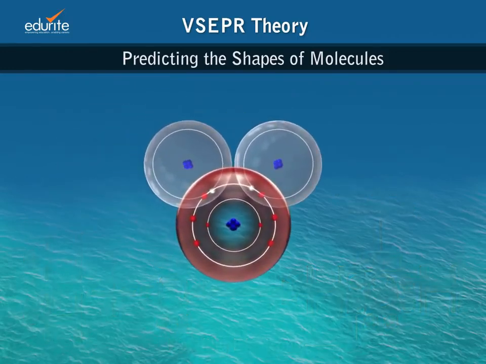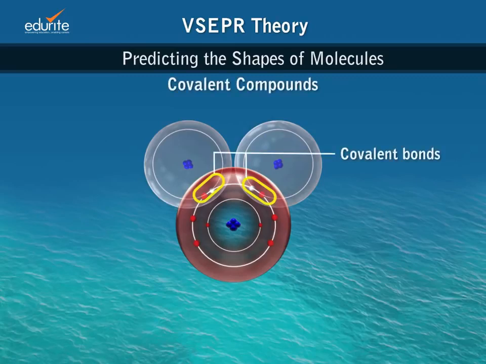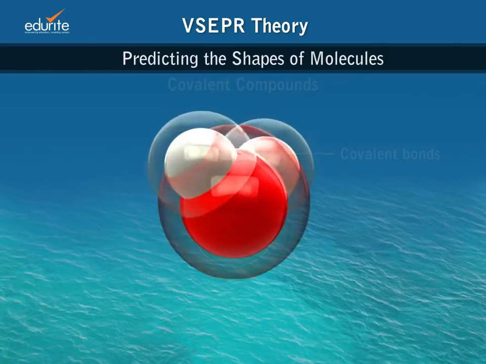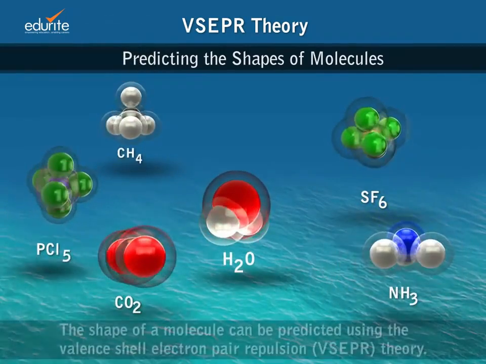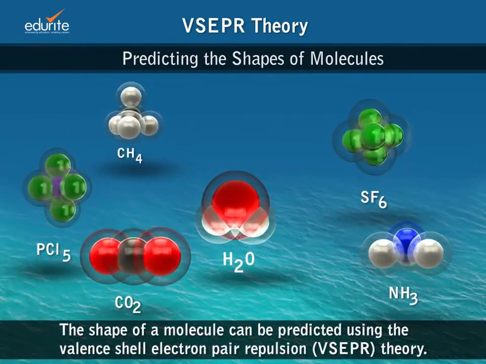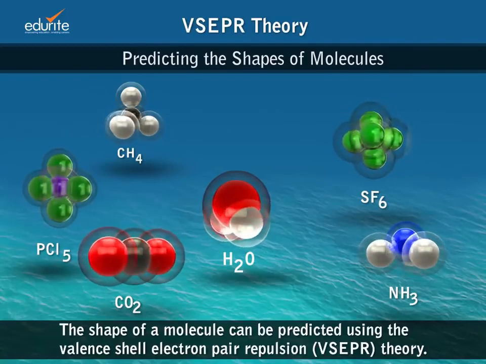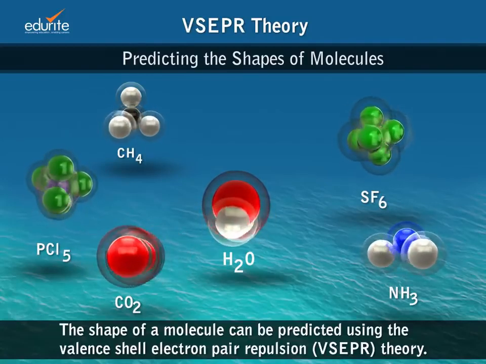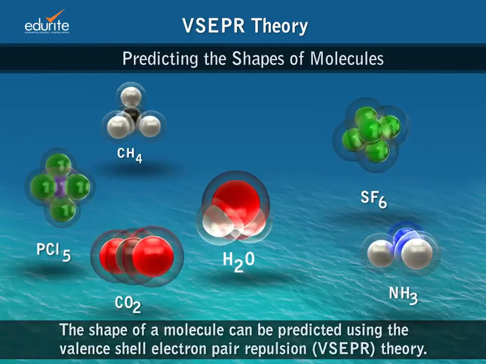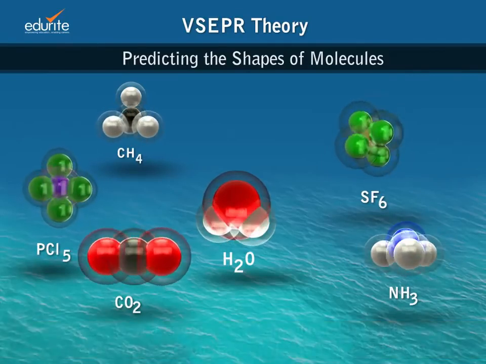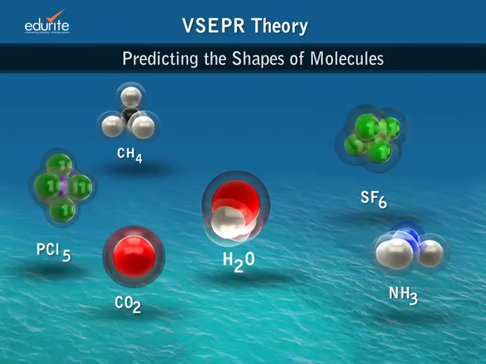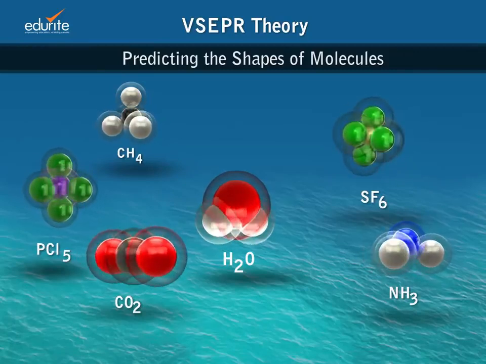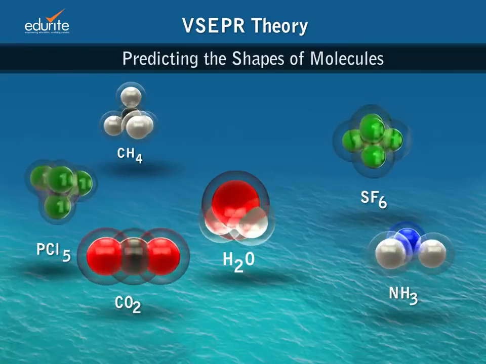Sharing of electrons between atoms gives rise to covalent compounds. Molecules of covalent compounds come in many shapes and sizes. The shape of a molecule can be predicted using the valence shell electron pair repulsion, VSEPR, theory. The VSEPR theory assumes that the arrangement of valence electron pairs around the central atom in a molecule determines its molecular geometry, that is, the molecular shape.